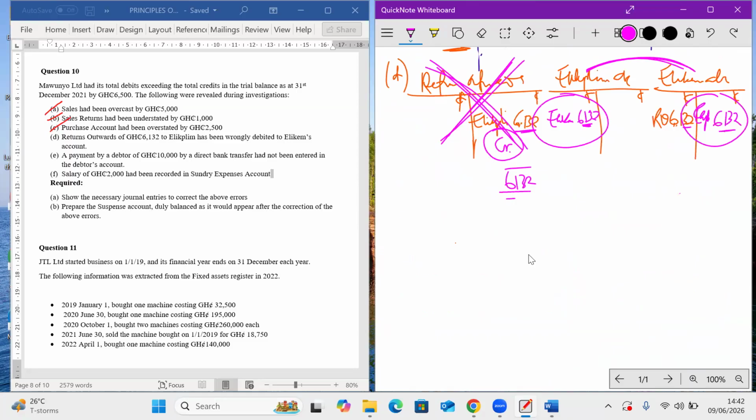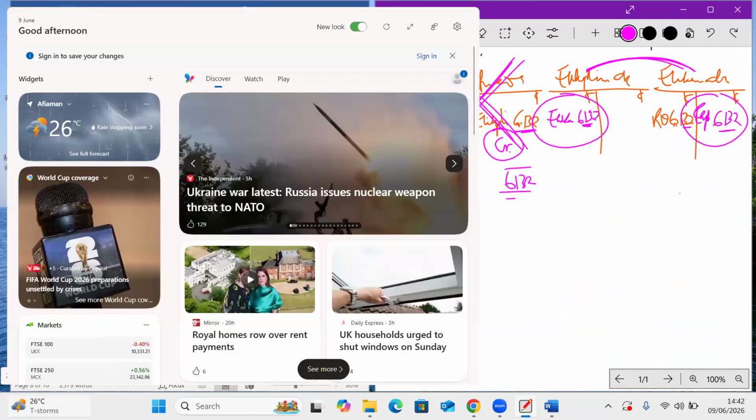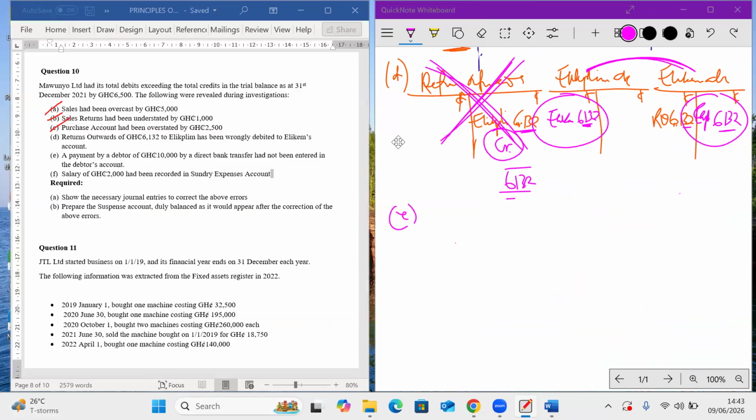A payment by a debtor of 10,000 Ghana cedis by a direct bank transfer had not been entered in the debtor's account. All right, so now let's go. I'll not go through the steps again.